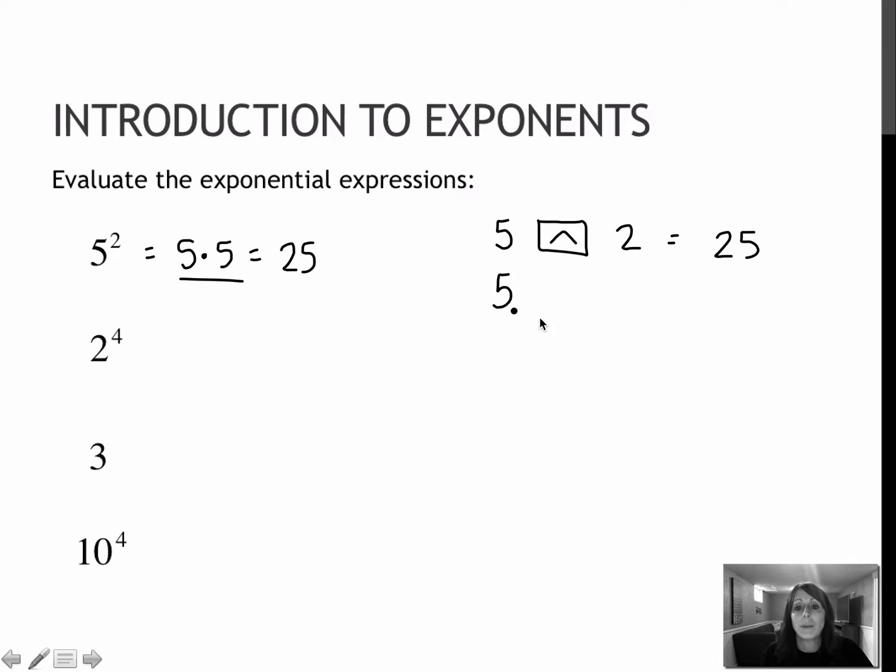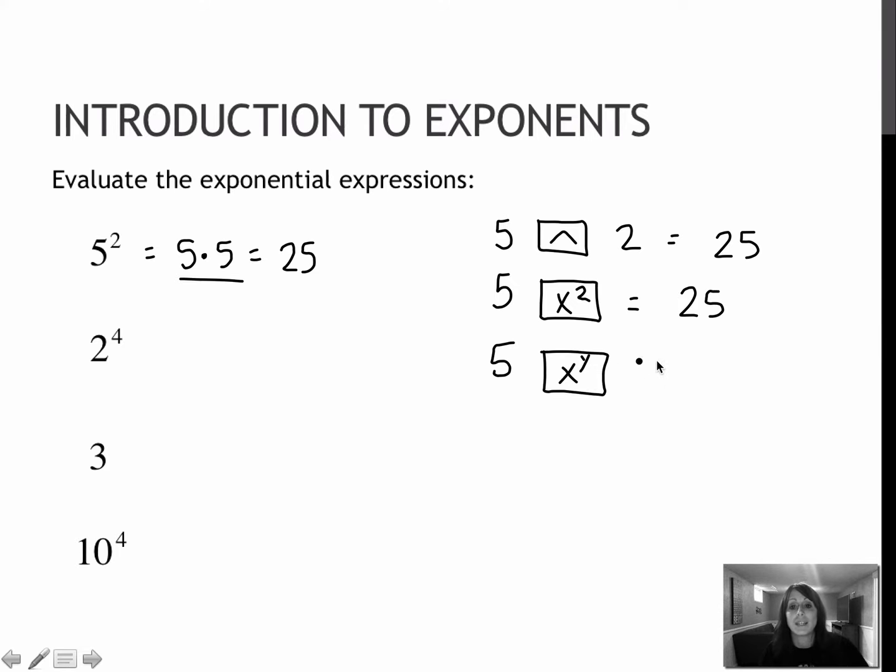You might have a button that looks like this, in which case it would go ahead and square it for you, although this only works when it's squared, and of course when I get to things like to the 4th power, I'm going to need to know another button. You might also have a button that looks like this, x to the y, or sometimes it's flip-flopped, y to the x, but I might have to plug that in to get 25. So get to know your own calculator to find where you might find those exponent buttons.